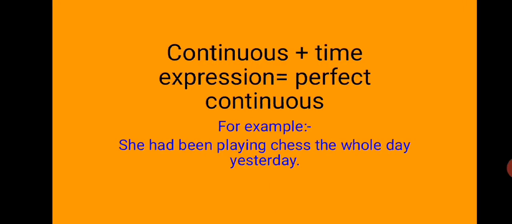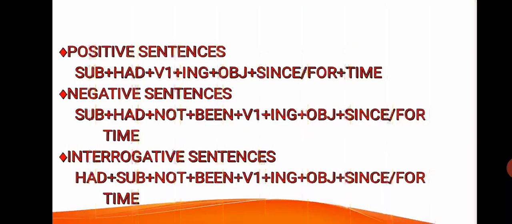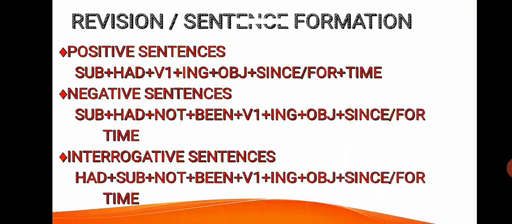So here we have finished past perfect continuous tense, and let's do its revision. In positive sentences, we use subject plus had been plus first form of the verb with ing plus object plus since or for and time. In negative sentences, we use subject plus had plus not plus been plus first form of the verb with ing, object and since or for time. In interrogative sentences, we use had plus subject plus been plus first form of the verb with ing and object and since or for time.